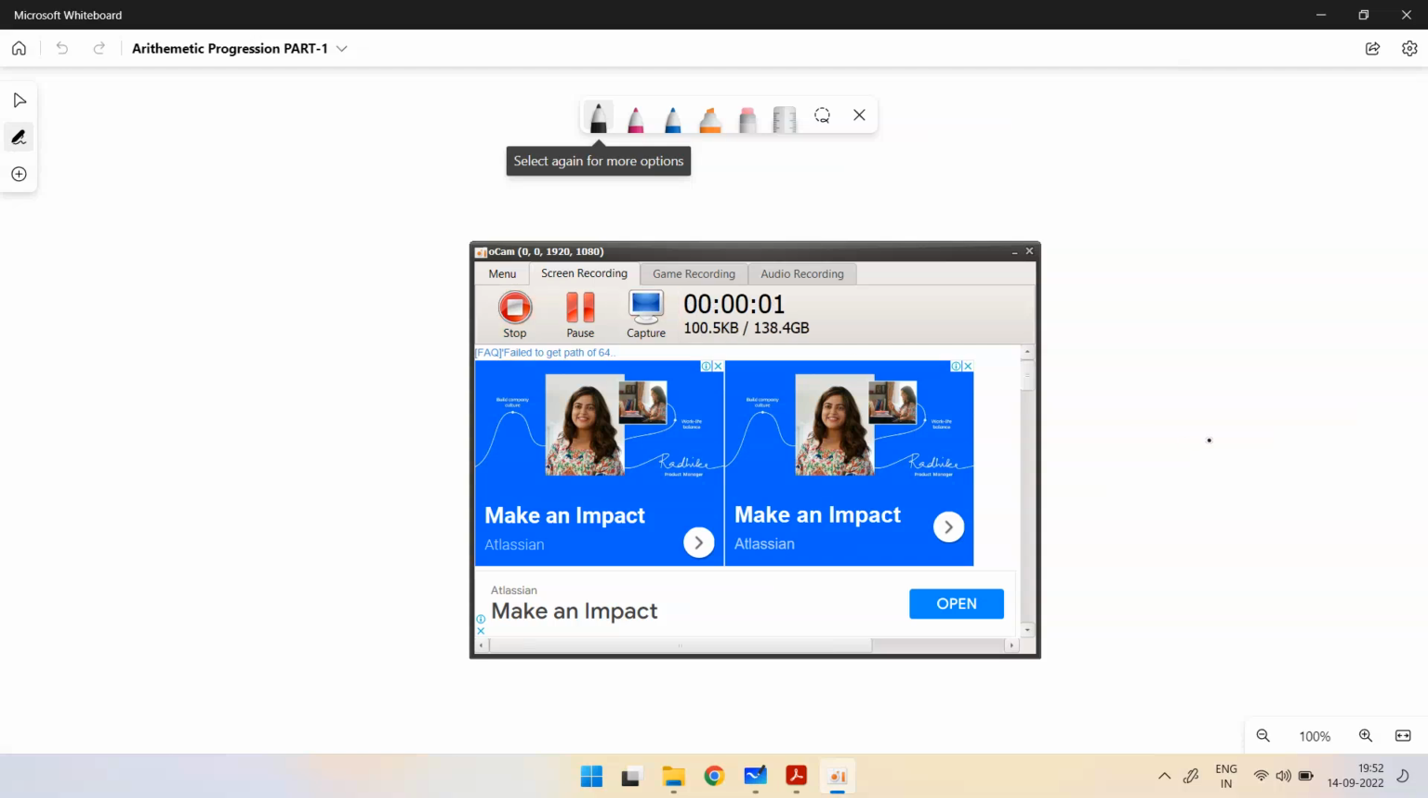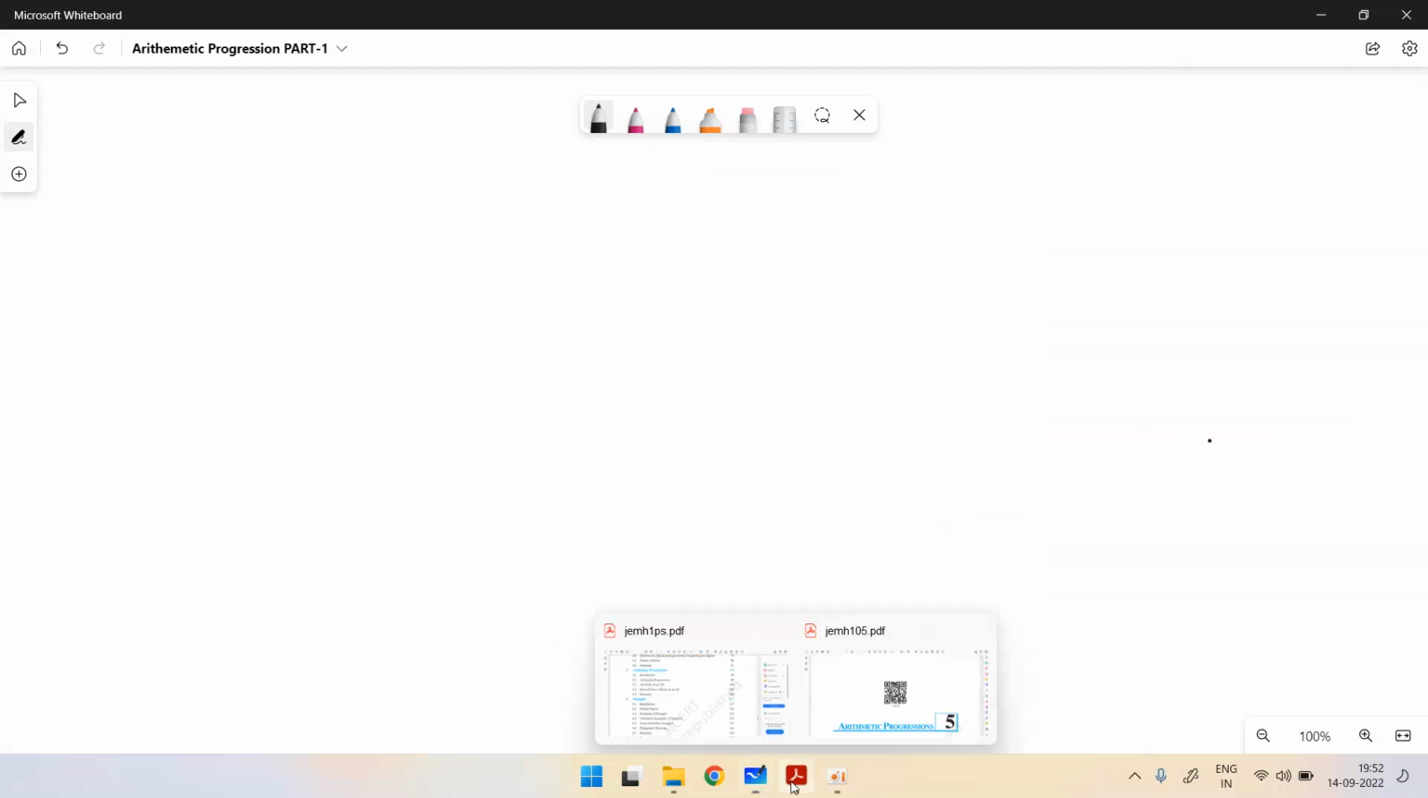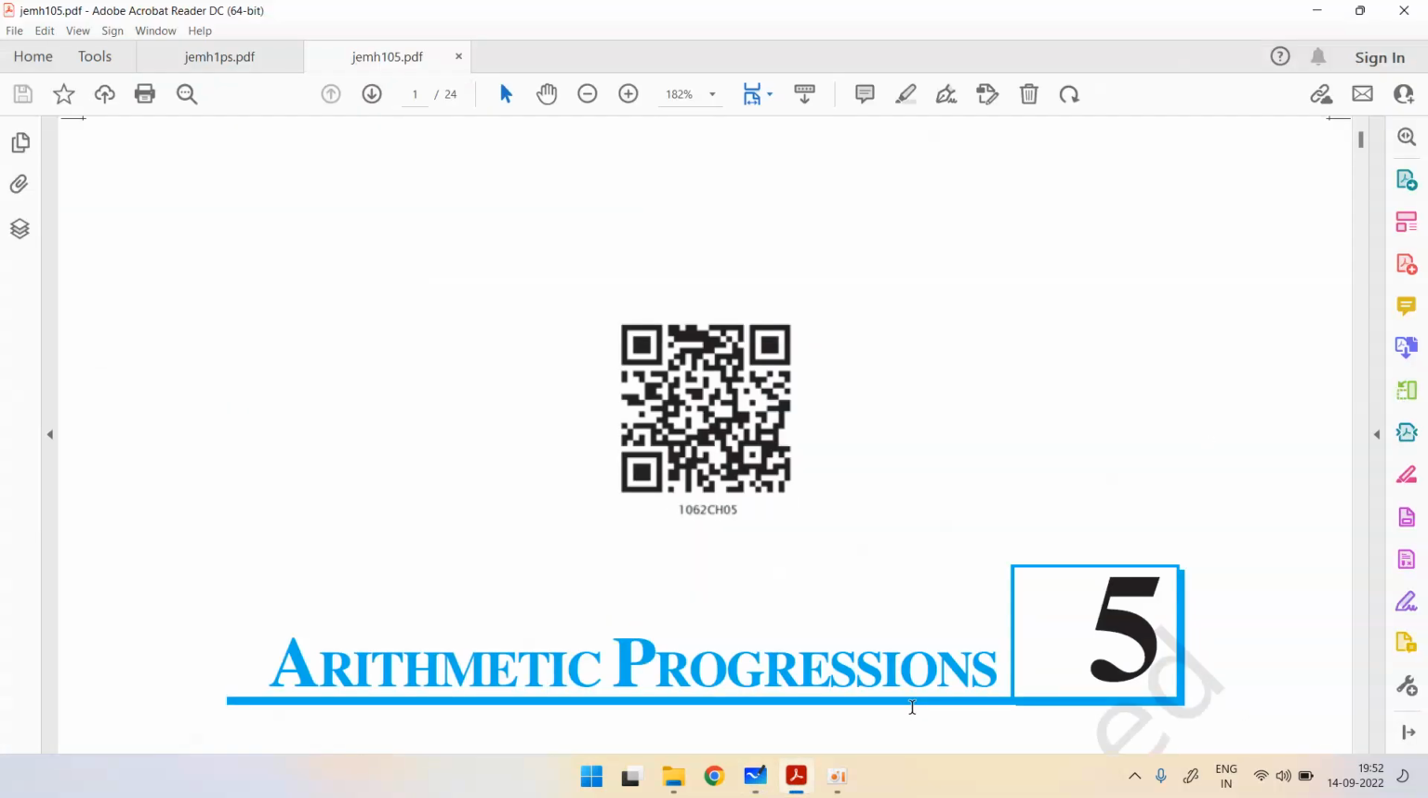Good morning students. In my last lecture, I completed applications of trigonometry. Now, moving ahead with arithmetic progression, chapter number 5 of class 10th NCERT mathematics.